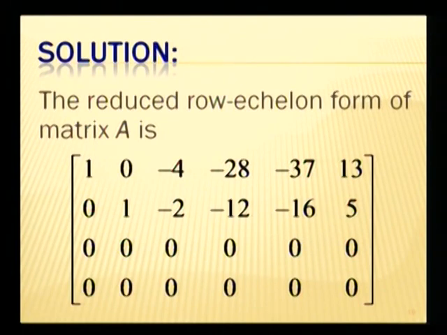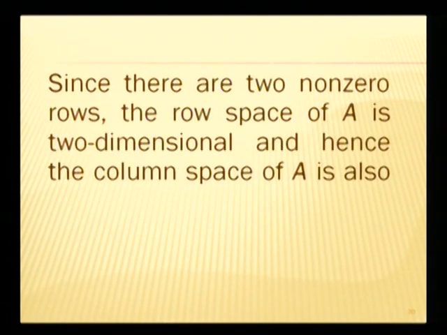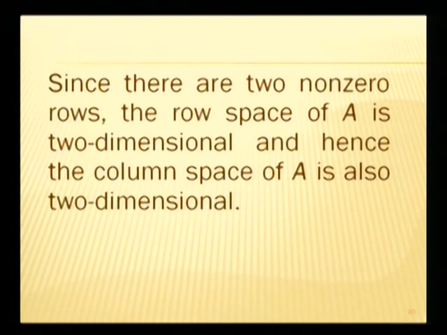Here we see that there are 2 non-zero rows, which shows that there are 2 linearly independent rows, and the other 2 zero rows show the dependent rows; these rows are eliminated, and so we have only 2 non-zero rows. So the row space of A is 2-dimensional, and hence the column space of A is also 2-dimensional. So the rank is 2.